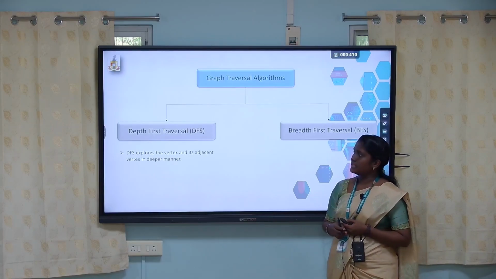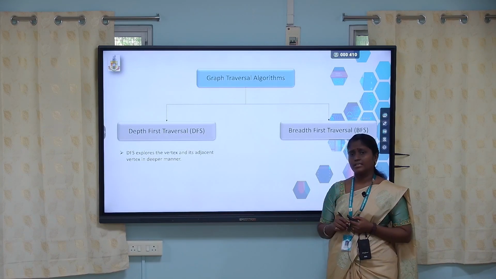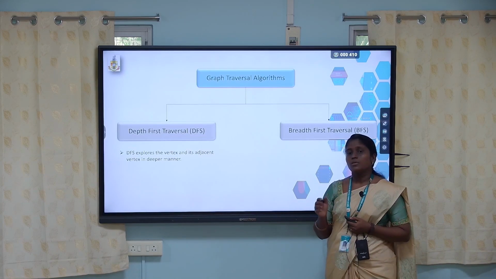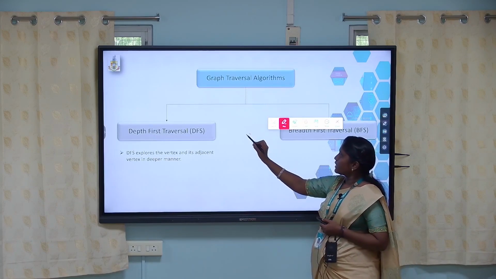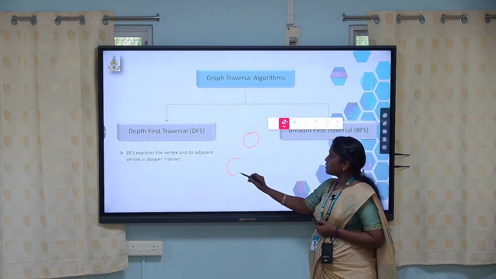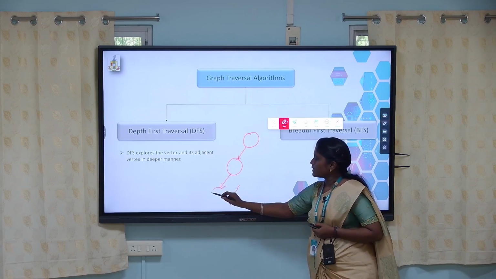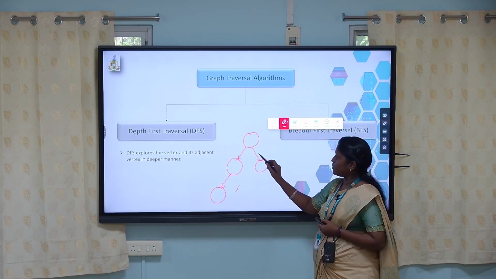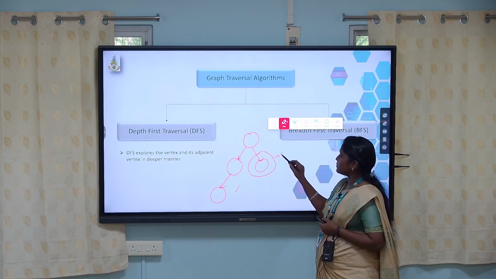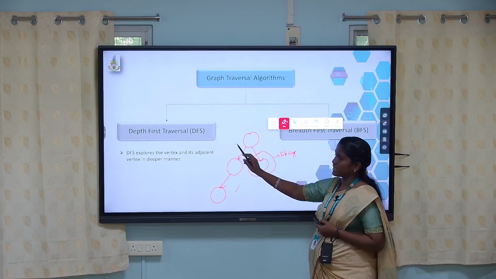Depth first traversal explores the vertices in a deeper manner, like from the source vertex it goes deeper into the nodes, ignoring all its siblings. So for example, if you are having a graph like this, the depth first traversal will move in a deeper manner. It won't consider the sibling nodes. These nodes are called sibling nodes, so these will not be taken into consideration for depth first traversal.